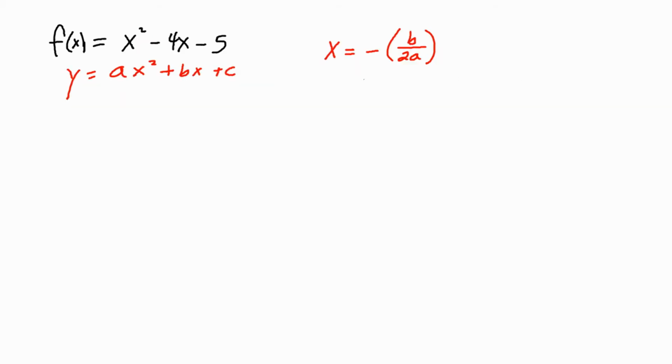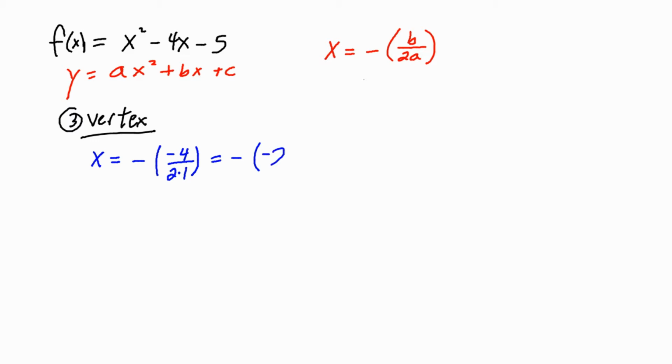Our next step is to find the vertex. To find the vertex, we need to remember that the standard form of a parabola is y equals ax squared plus bx plus c, and we can find the x-coordinate of the vertex using x equals negative b divided by 2a. x equals negative, my b is negative 4, divided by 2 times a, which is 1. So bring over the negative. Negative 4 divided by 2 times 1 is negative 2, and the opposite of negative 2 is 2.